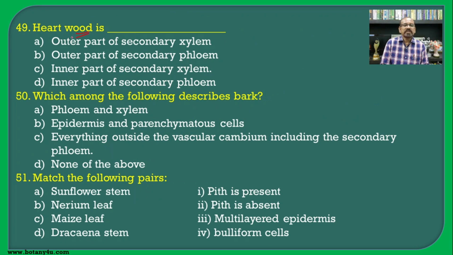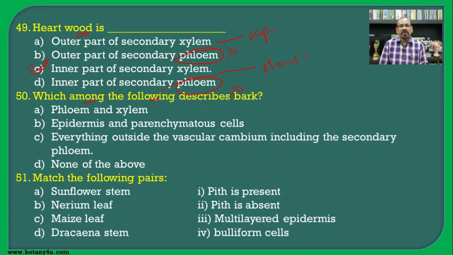Then heartwood: if you see the heartwood and the sapwood, the heartwood is the inner part of the secondary xylem and the sapwood is the outer part of the secondary xylem. Here the phloem is not the wood, and hence those are the wrong ones. So outer part is the sapwood and the inner part is the heartwood. So C becomes the answer for this question.